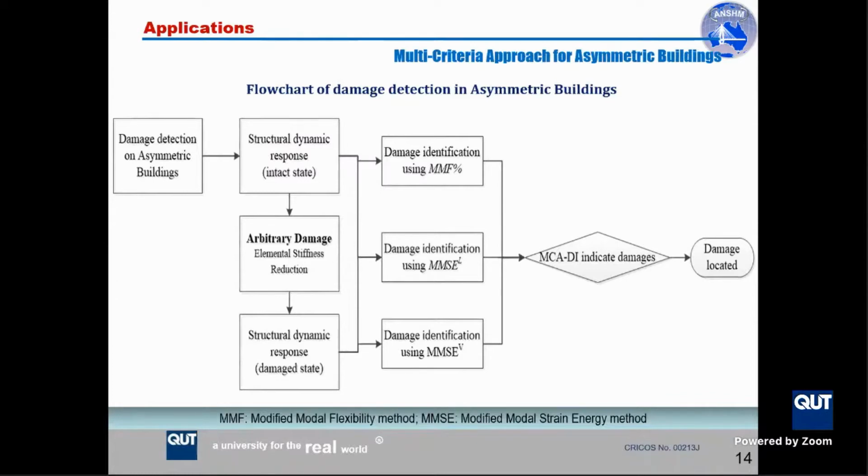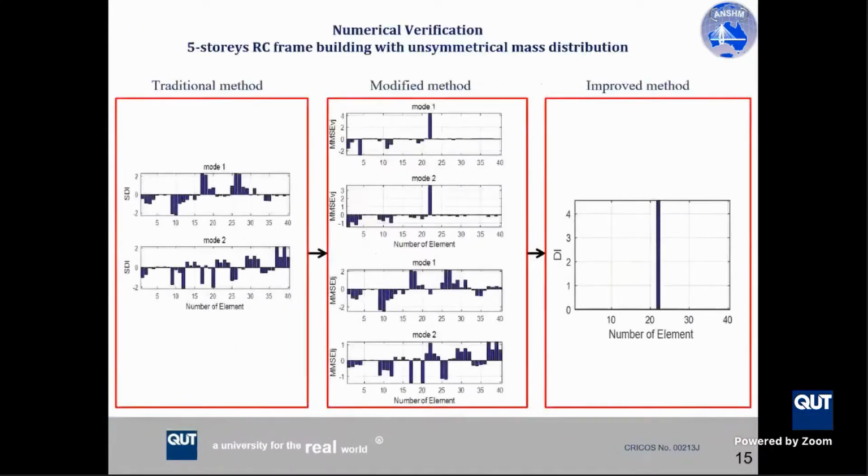So we developed a multi-criteria approach based on modal flexibility, modal strain energies for the lateral and torsional components, and modal strain energies for vertical vibration components. And you can see here the big improvement of the proposed method, which can identify the damage location very well without any noise, while the traditional method failed to locate the damage locations.